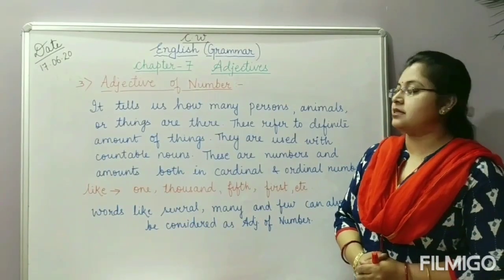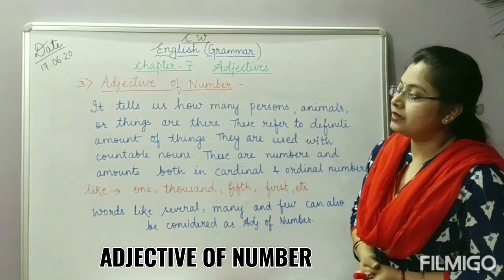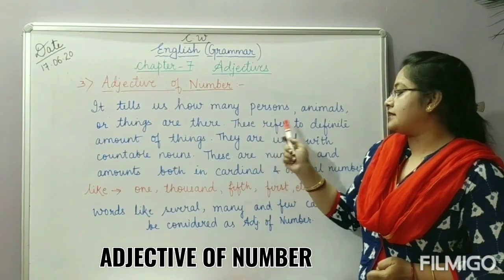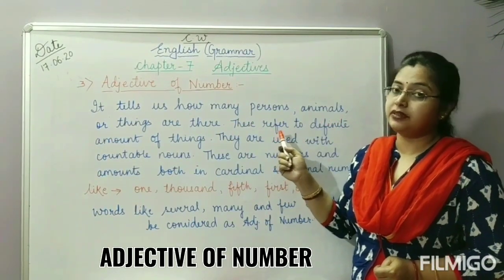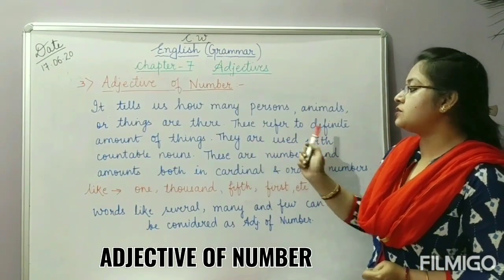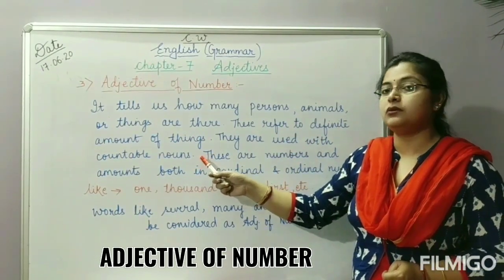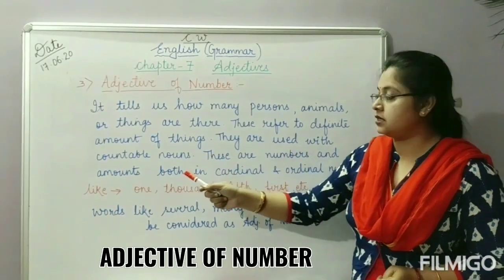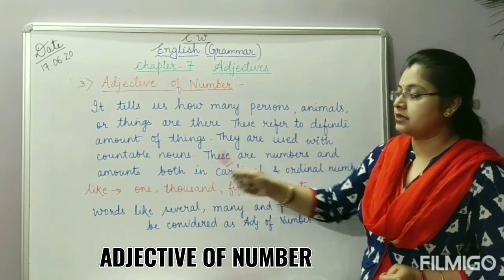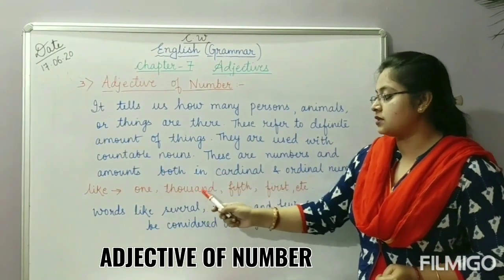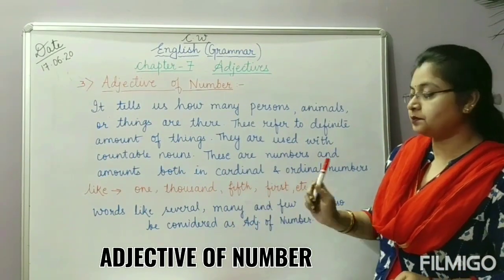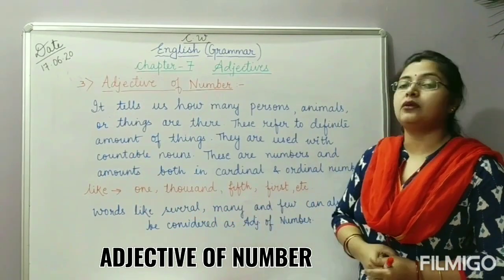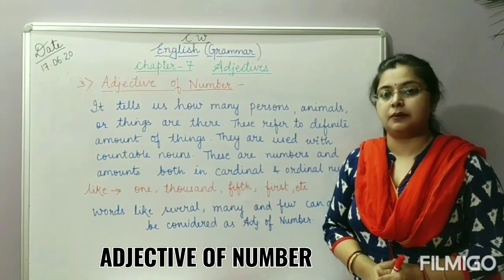Now students, third type is adjective of number. What is it? It tells us how many persons, animals or things are there. These refer to a definite amount of things. Definite means you know specifically. They are used with countable nouns. This also you know. What are countable nouns? Things which we can count. These are numbers and amounts, both cardinal and ordinal numbers, like these words: 1, 1000, fifth, first, etc. Now one more thing children to note down. Words like several, many and few can also be considered as adjective of number.